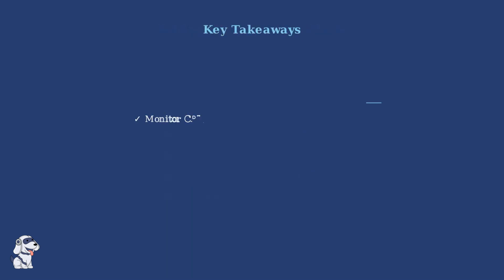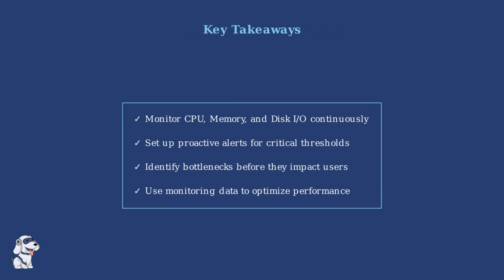Remember these key points. Continuously monitor your critical metrics, set up proactive alerts, identify bottlenecks early, and use monitoring data to make informed optimization decisions. Effective monitoring is essential for maintaining reliable database performance.